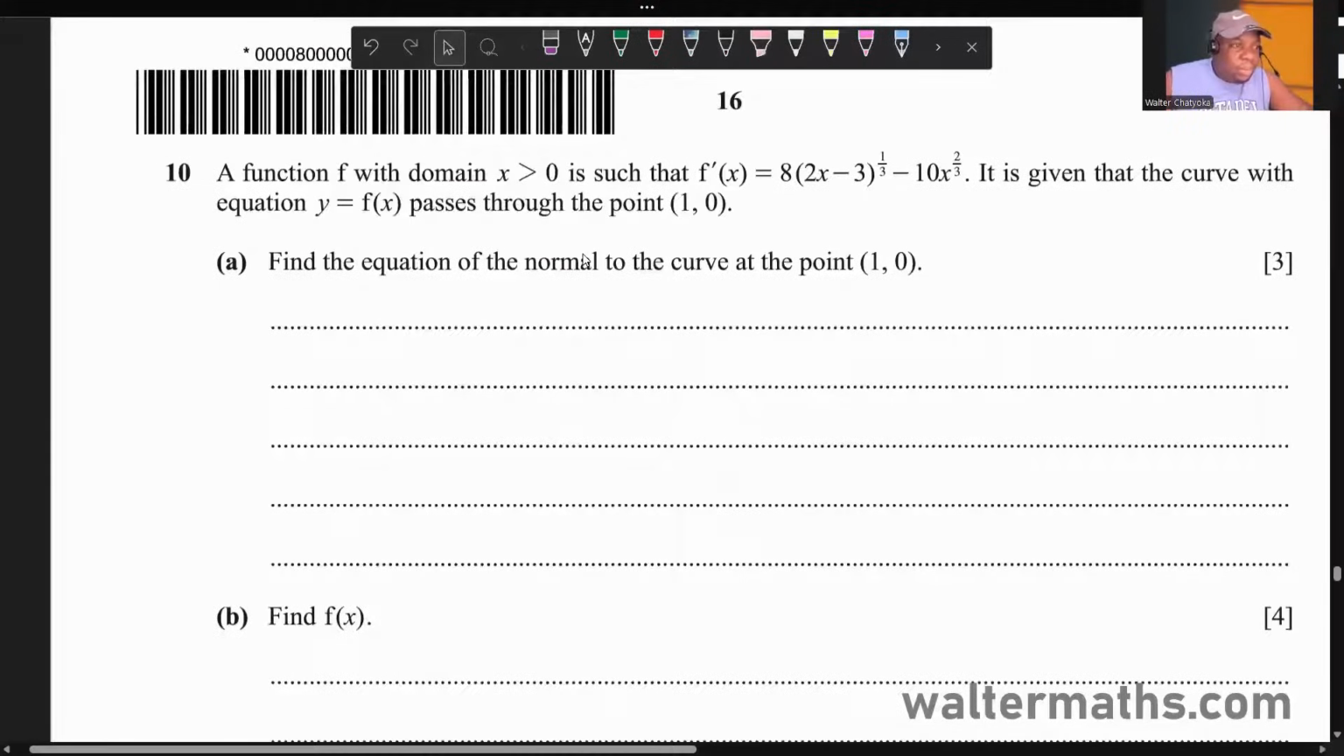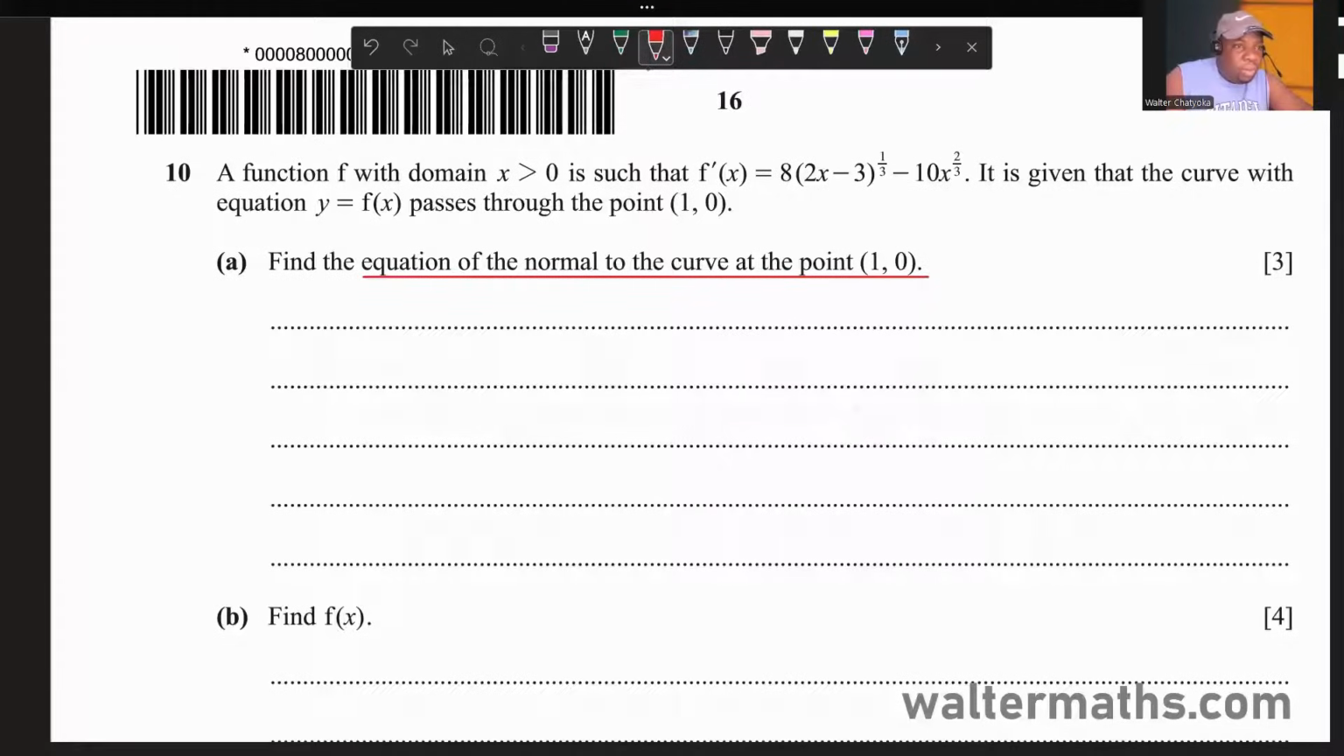Now we're on number 10. So number 10, it says a function f with domain x is greater than 0 is such that f prime of x is equal to 8 of 2x minus 3 to the power of a third minus 10x to the power of 2/3. It is given that the curve with equation y is equal to f of x passes through the point 1, 0. So on part A, find the equation of the normal to the curve at the point 1, 0.